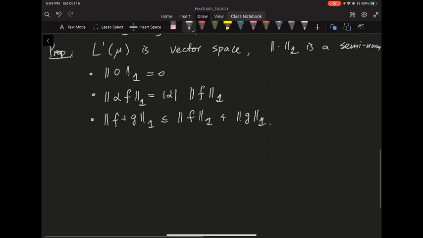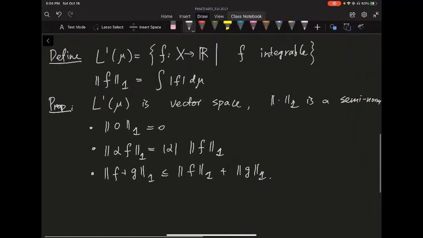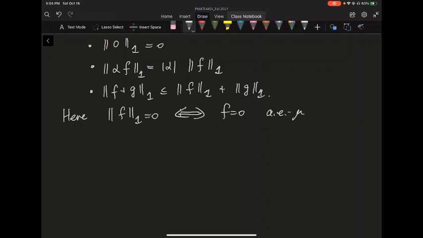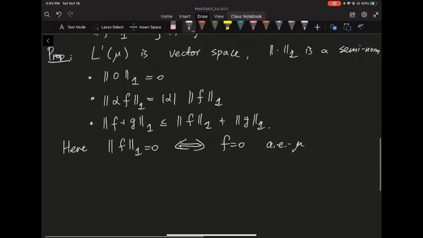So usually this is not a norm because the one norm can be 0 but f is non-zero. So let's add a remark. Here the one norm of f is equal to 0 if and only if f is equal to 0 almost everywhere mu. So the non-zero set is a null set. So let's prove this fact.